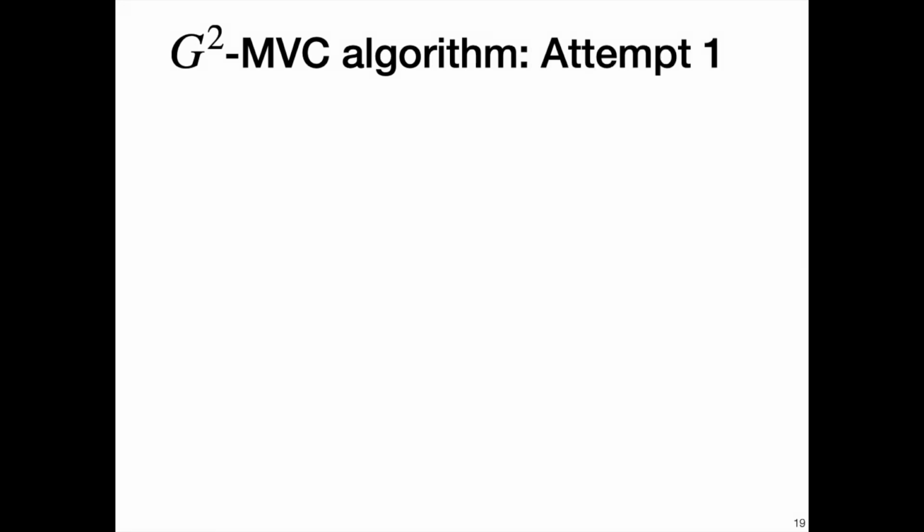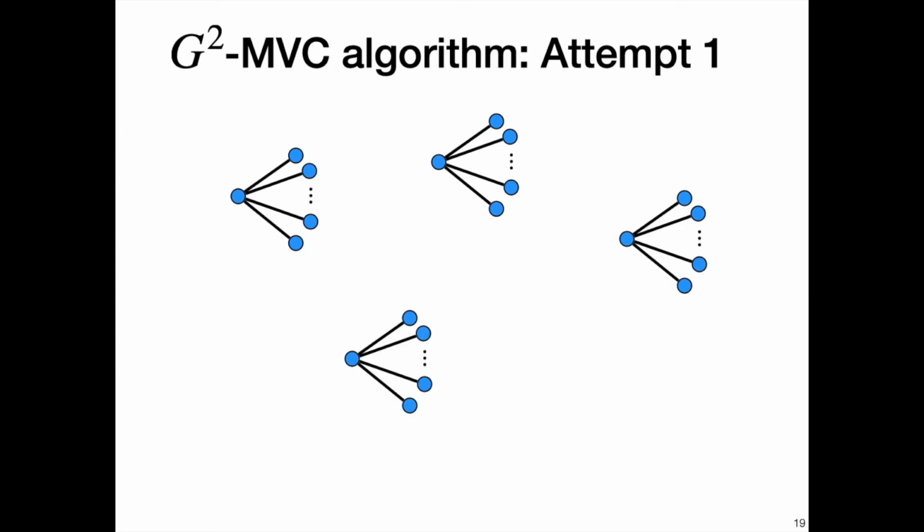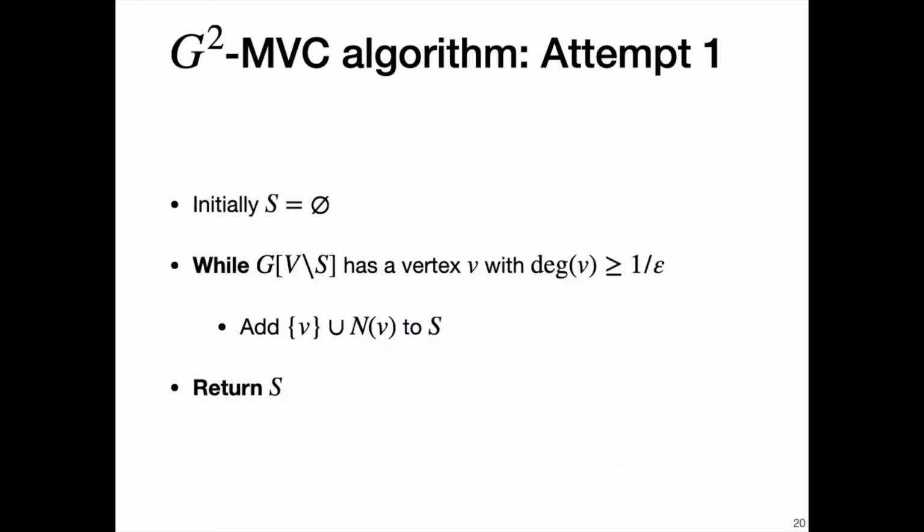This suggests an algorithm where you repeatedly add disjoint stars to the vertex cover. This is the pseudocode for the first attempt. You begin with an empty cover, and while there is a vertex V in G of V minus S with degree at least 1 over epsilon, you add V and its neighbors to the cover.